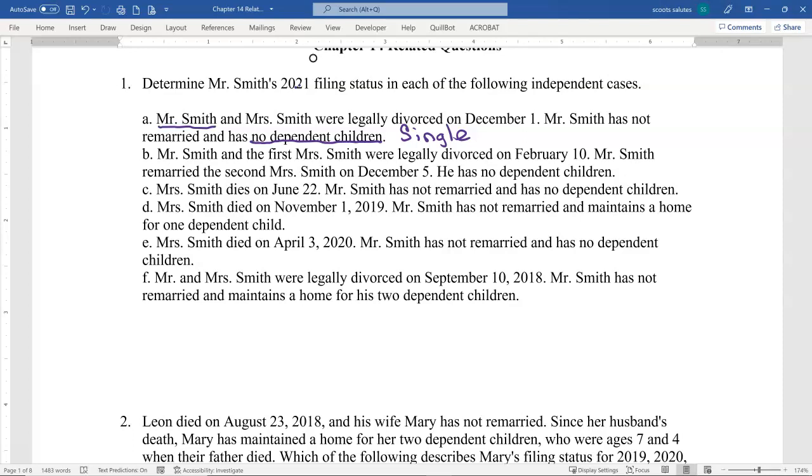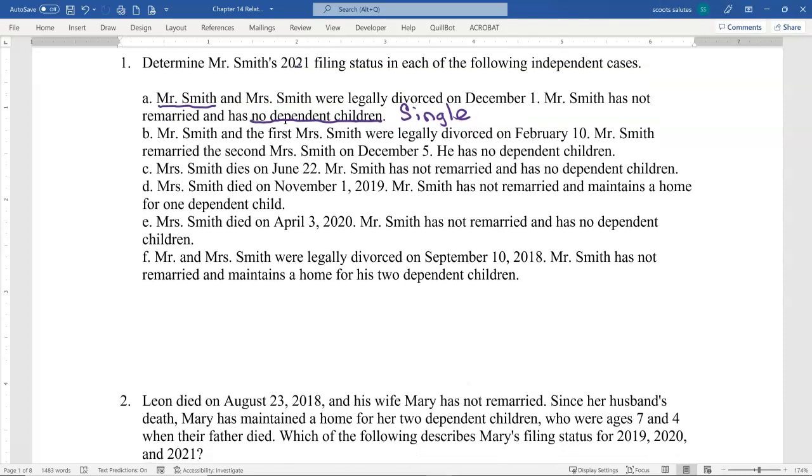In B, it says Mr. Smith and the first Mrs. Smith were legally divorced on February the 10th. Mr. Smith remarried the second Mrs. Smith on December the 5th. He has no dependent children. Right, so again, we're looking at December 31st, and we're focusing on Mr. Smith. On December 31st, he is married. He's technically married to the second Mrs. Smith, but still married. So options would be either married filing jointly or married filing separately. I guess he could make a decision either way.